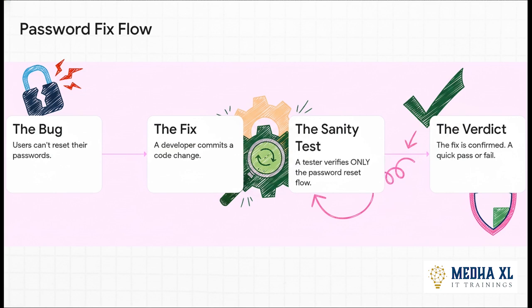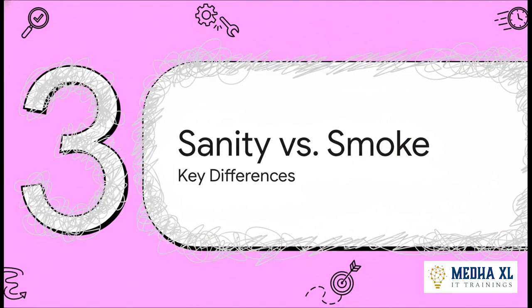Now here's the crucial part, the sanity test. The tester doesn't go poking around the shopping cart or changing their profile picture. Nope, they go straight to the password reset page and test that one single flow. Can they request a reset link? Yep. Does the link work? It does. Can they set a new password and log in? You bet. The fix is confirmed. It's a quick and simple pass or fail. Done.